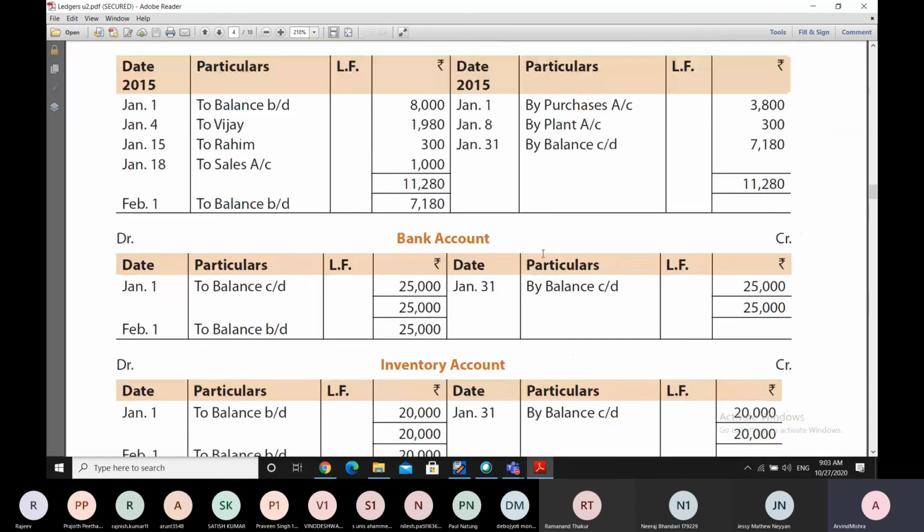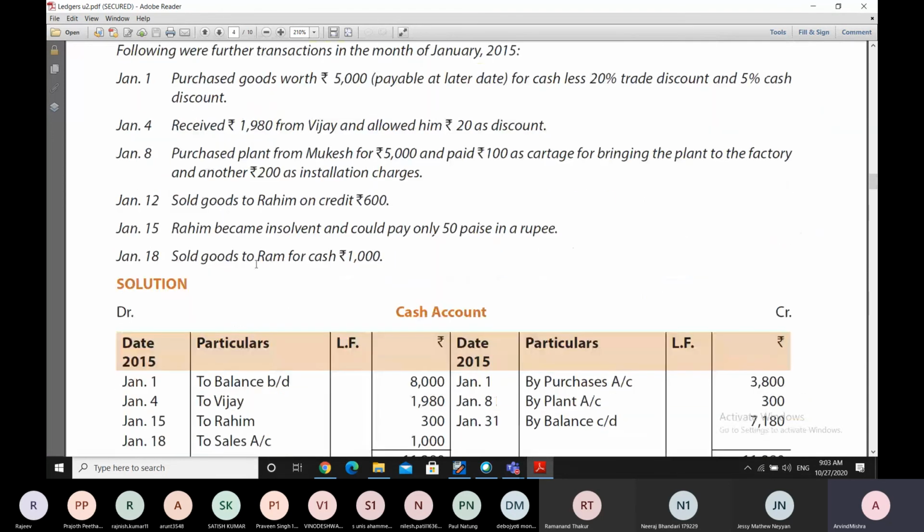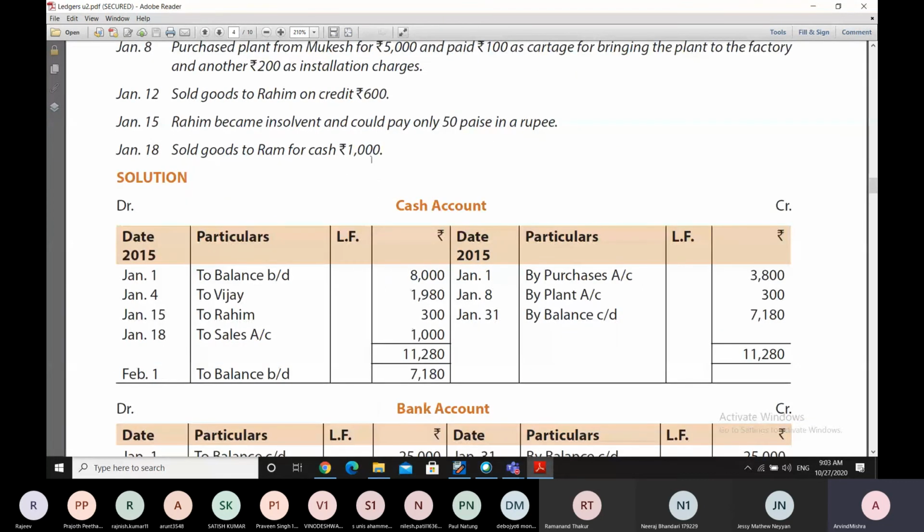So then we go on to the last entry, which is sold goods to Ram for cash 1000 rupees. So when cash is being paid for these goods which are being sold to Ram, obviously there will be a debit entry in the cash account. So here we can see this debit entry in cash account 1000 rupees. And corresponding reference is to the sales account. So that means sales account is going to be credited for this 1000 rupees.